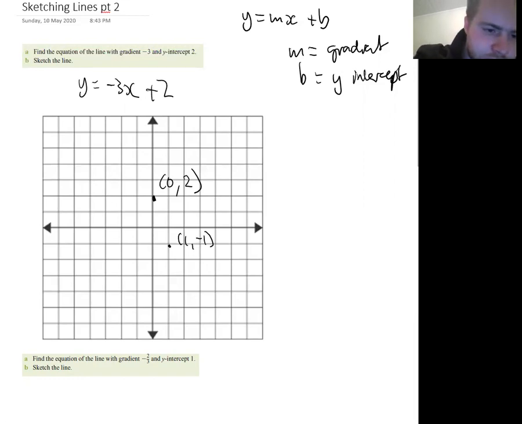Now we can create this line by using our ruler and drawing a line between those 2 points and extending it beyond those points, making sure that it keeps going on that same slope. Let's draw our line as such, and then put our arrows and label it with the equation y equals -3x plus 2. And there's our line. So once we know the gradient and the y-intercept, we can sketch any straight line quite easily.